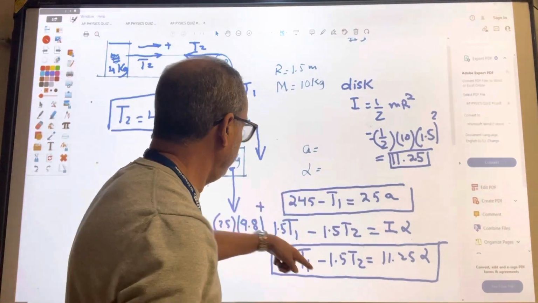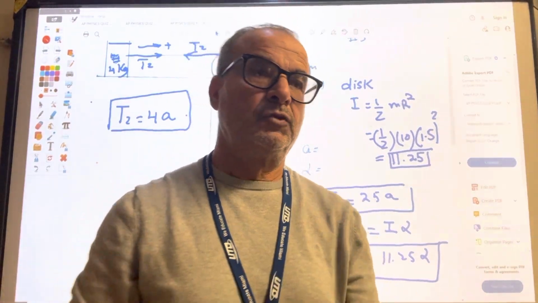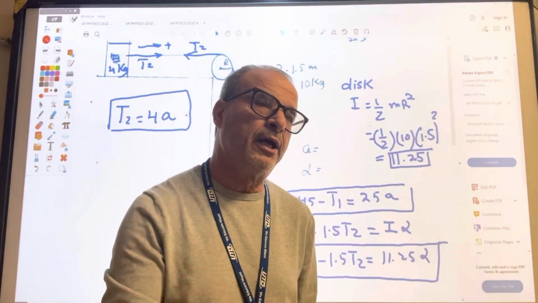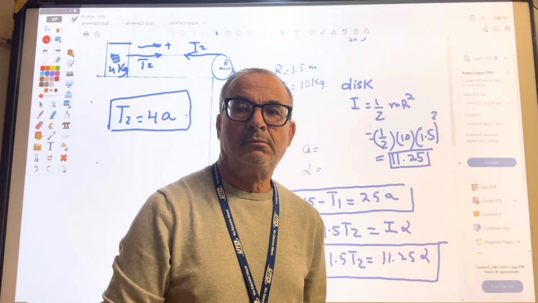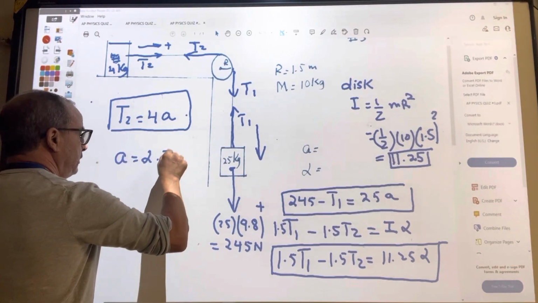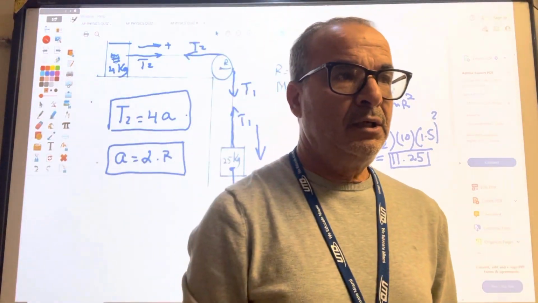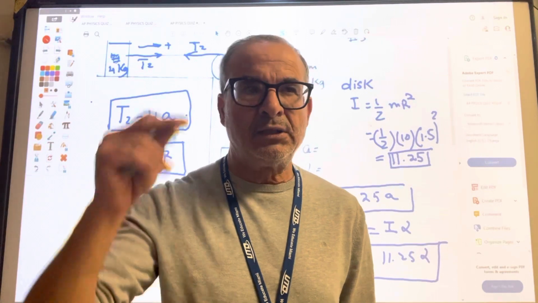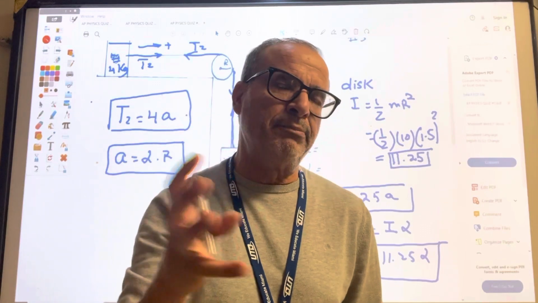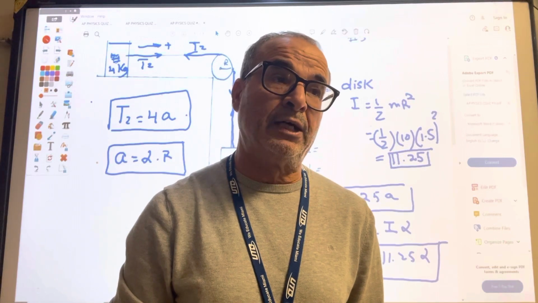So we have 1, 2, 3, and there is a fourth equation. What's the fourth equation? It always helps to go from alpha to A or A to alpha. A equals alpha times radius. Exactly. You have to memorize that. It's easier if you memorize some of the formulas, because it pops up in your head every time you need it, instead of looking up the formula, and it makes the problem easier.